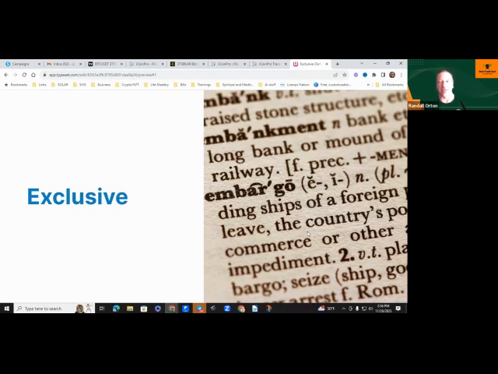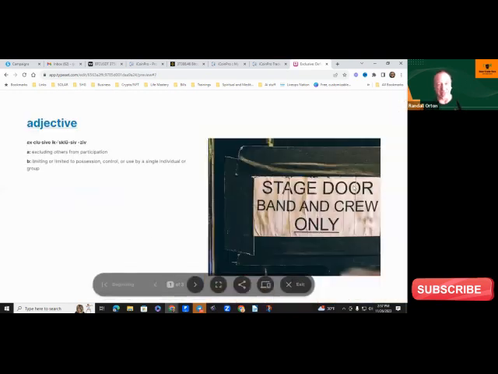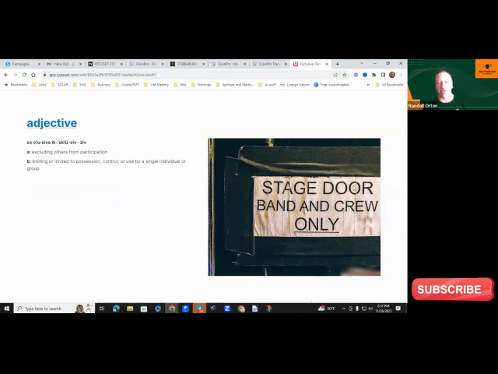I'm going to talk about the exclusive values and the exclusive tools that you get as a member of iCoinPro. So let's get started. Exclusive, what does that mean? That means excluding others from participation, limiting or limited to possession, control, or use by a single individual or group. That means the only way you can access these tools is by becoming a member of iCoinPro.